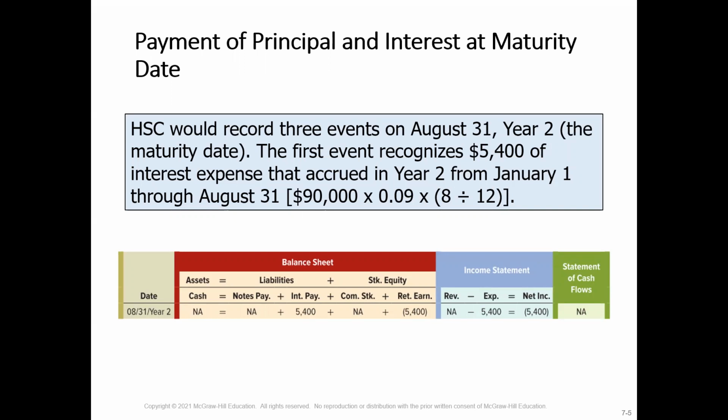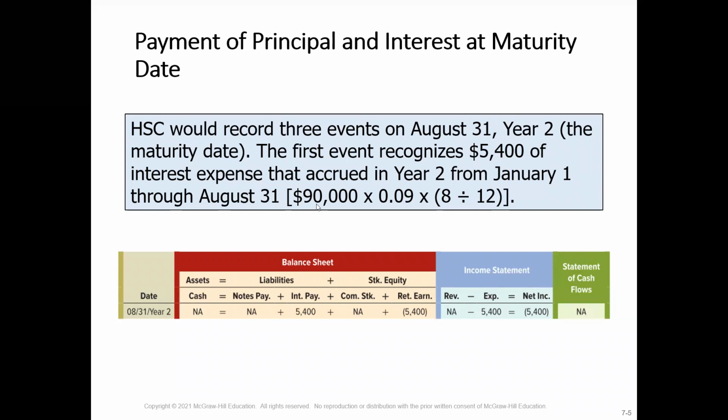So now we get to August 31st, year 2, loan due date. And first thing we need to do is accrue the remainder of the interest expense, or recognize the remaining interest expense. So we need to get our interest payable up to date. So we would recognize the interest in year 2 that happened between January 1st and August 31st. We would record that in a similar entry as we did the slide before, just a different figure.